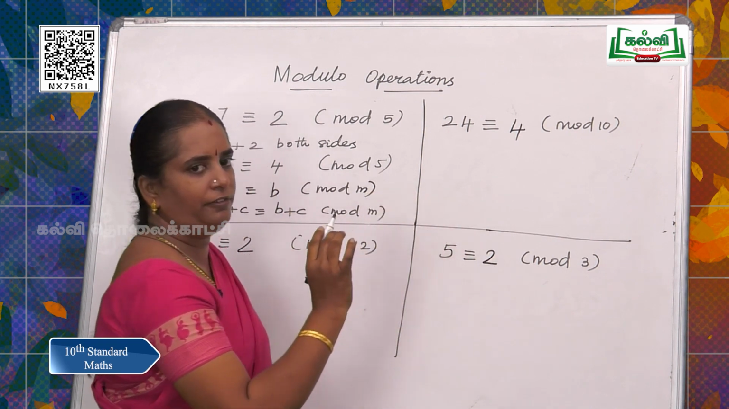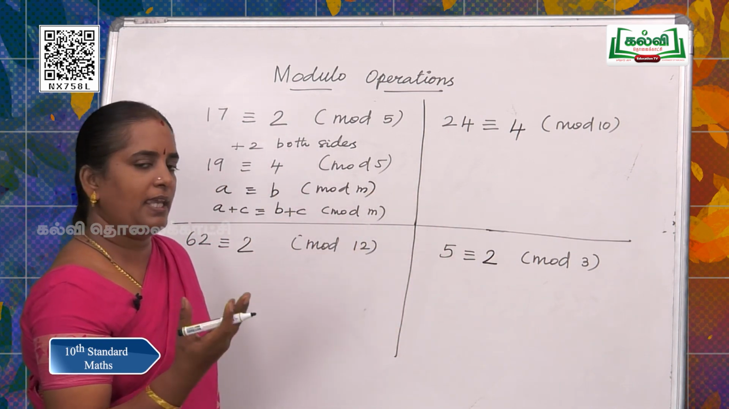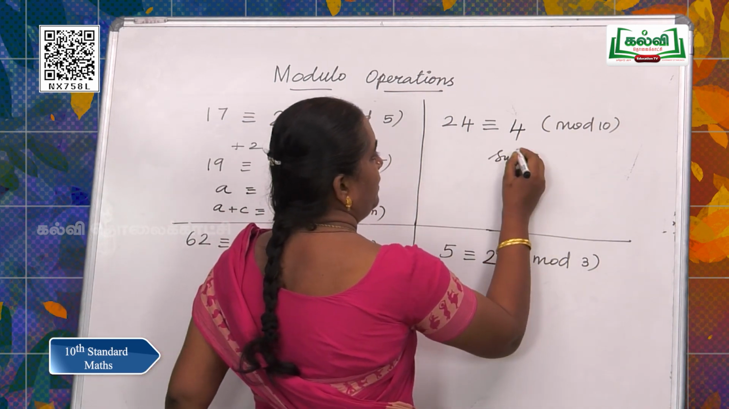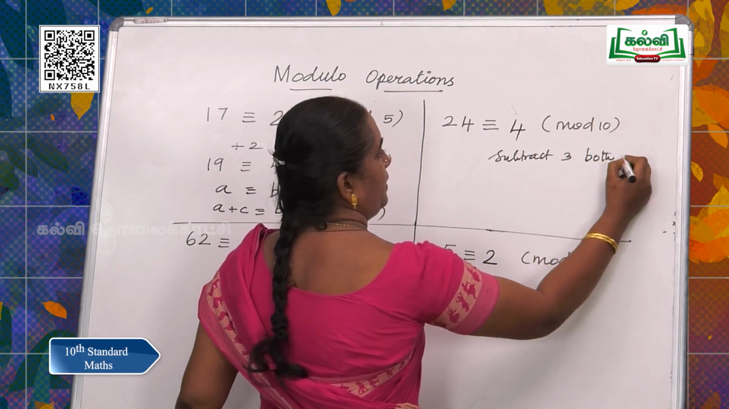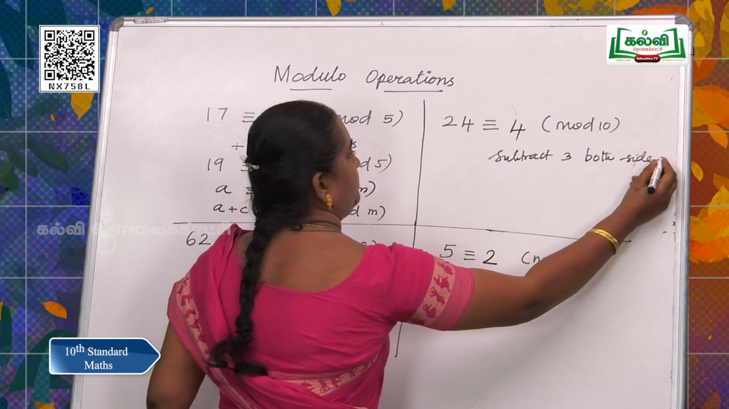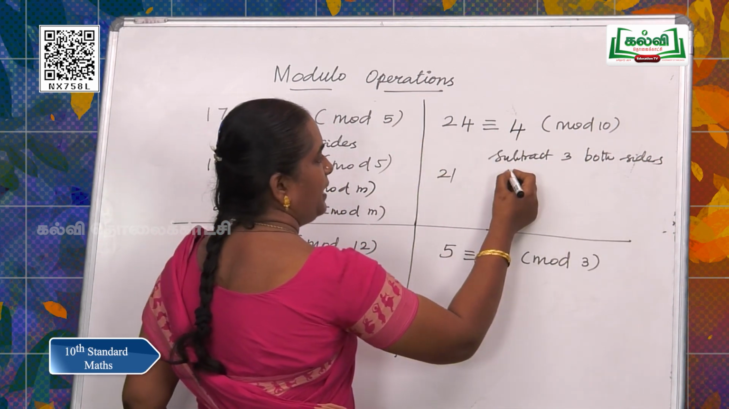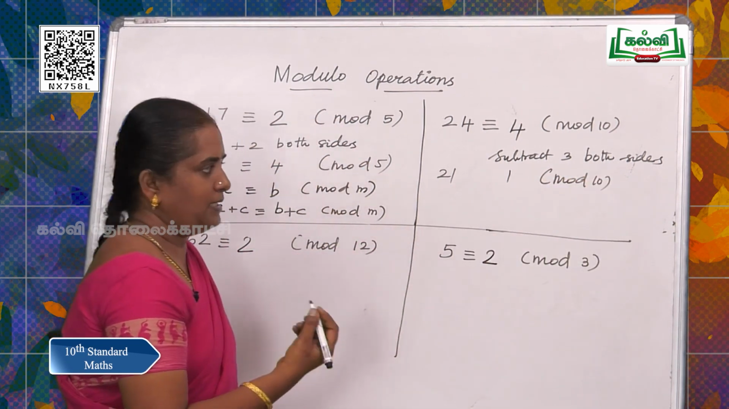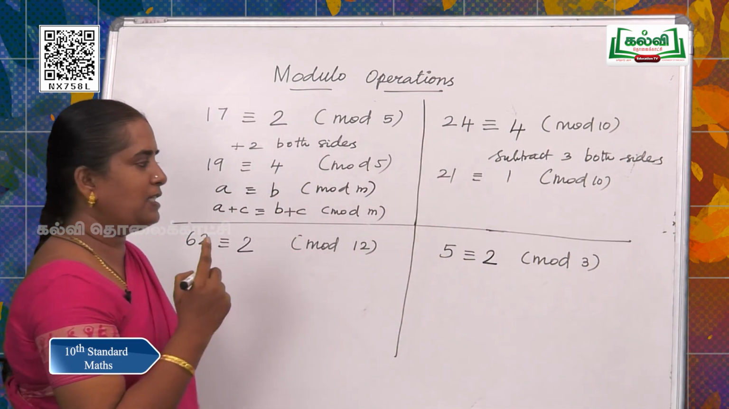24 is congruent to 4 modulo 10. Let us have subtraction here. Say some other number, 3. So, subtract 3 from both sides. 24 minus 3 is 21, 4 minus 3 is 1, mod 10. 21 leaves remainder 1 on dividing by 10, that is also correct.